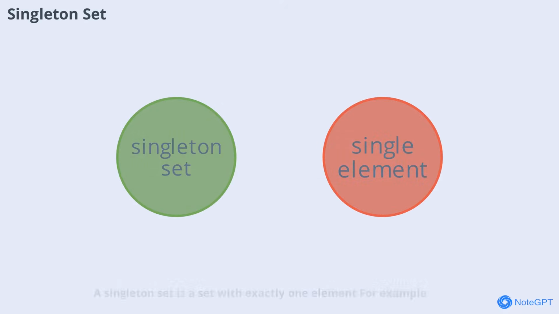A singleton set is a set with exactly one element. For example, {7} is a singleton set. Singleton sets are useful for highlighting individual objects or cases in mathematics. They are the simplest non-empty sets and often appear in proofs and examples.